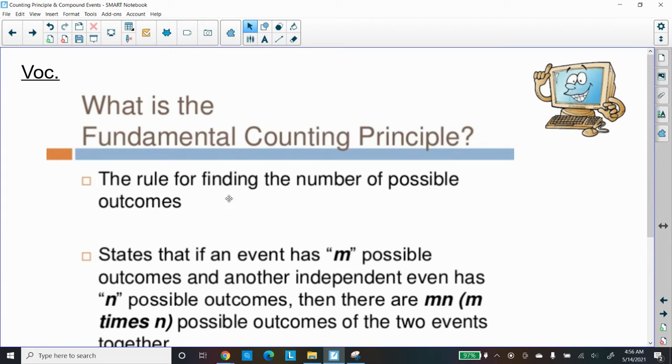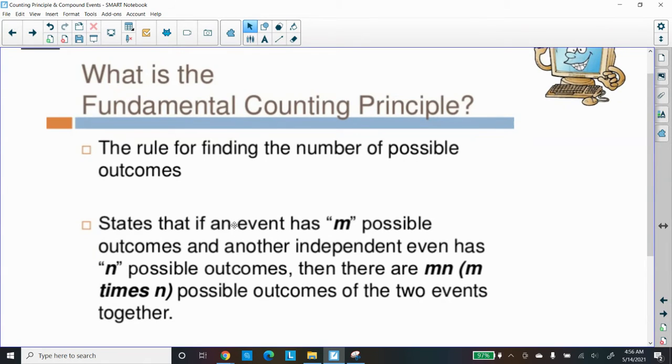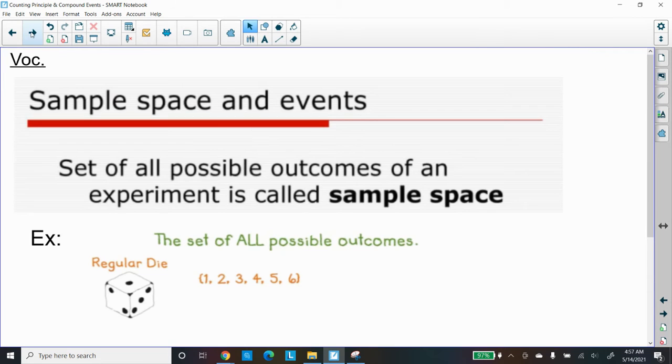Well, the rule for finding the number of possible outcomes, that's what it really is. It states that if you have m possible outcomes and another independent event has n possible outcomes, then there are mn, or m times n, possible outcomes for the two events together. So what do you mean, Dr. Rob? Well, let's get into it a little bit deeper.